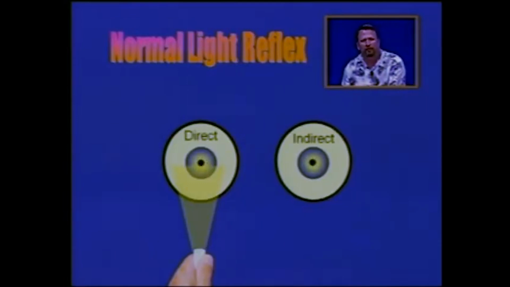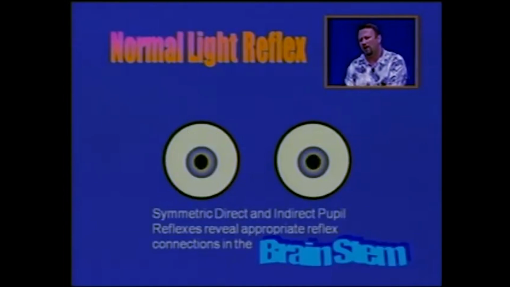The direct response occurs when the light is shined in that pupil. The indirect response is the other pupil responding to the light reflex. The indirect response is also called the consensual response. Symmetric direct and indirect pupillary reflexes reveal an enormous amount of information about the reflexes inside the brain stem. And that's why we do that. Just that test alone tells us an enormous amount of information about the brain stem, as long as you know how it's wired. But shining the light in the eyes and seeing that both pupils respond equally is more than enough.